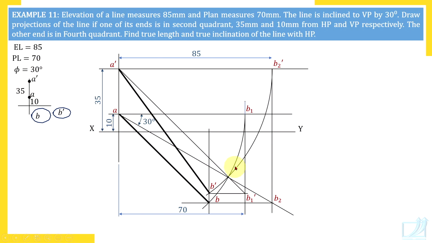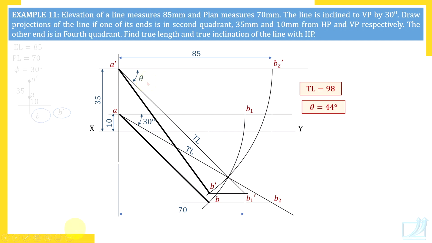All given dimensions first you insert, and whatever is asked in the problem you write nearby the diagram. So this is true length, measure it and write outside the diagram. A dash B1 dash is also true length. Of course you should get the same length for A dash B1 dash and AB2. True length is 98 millimeters and theta is 44 degrees. This true length A dash B1 dash gives inclination with HP. So finally this is how your drawing will appear on paper.